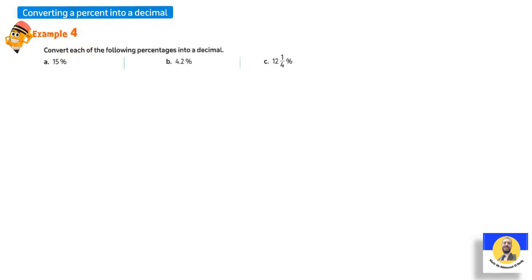Converting a percent into a decimal. Can we change it into a decimal? Be careful, in the fraction what did I do? Divided by 100. So when I have a percent and want to change it to a fraction or decimal, we just divide by 100. But in the opposite, to change into percent I will multiply by 100.